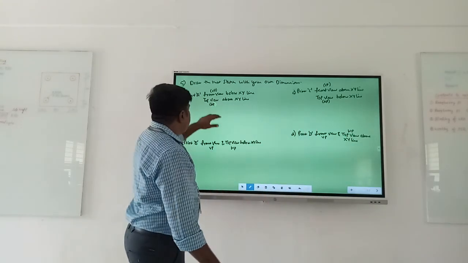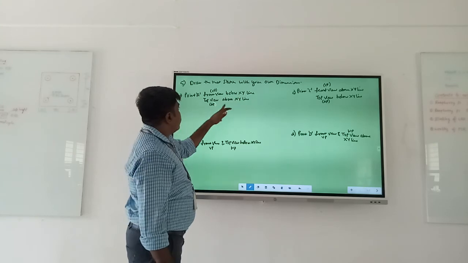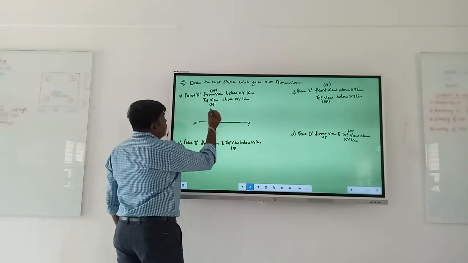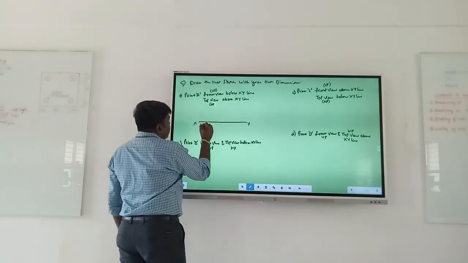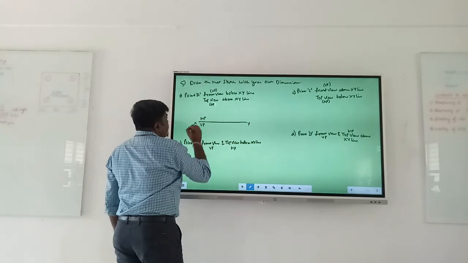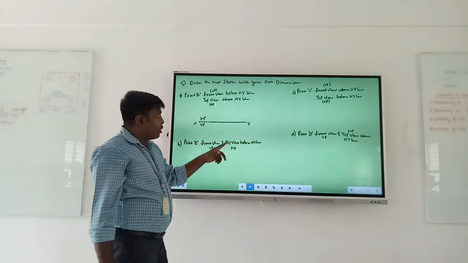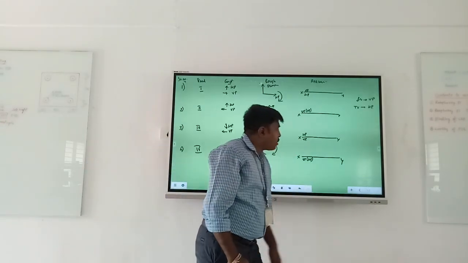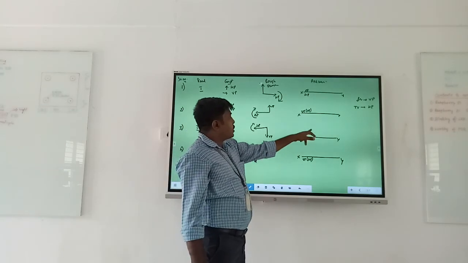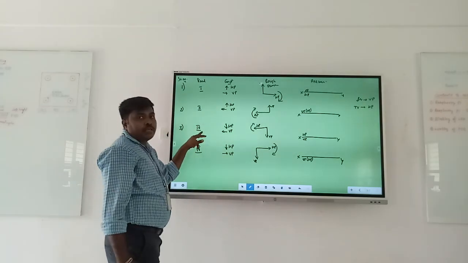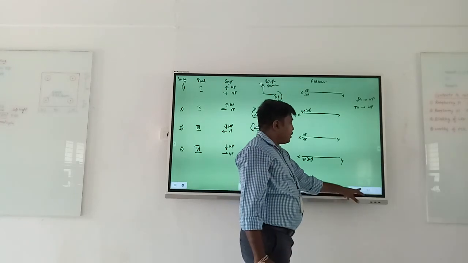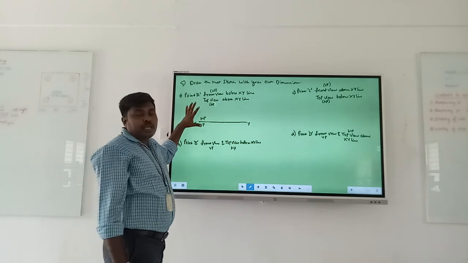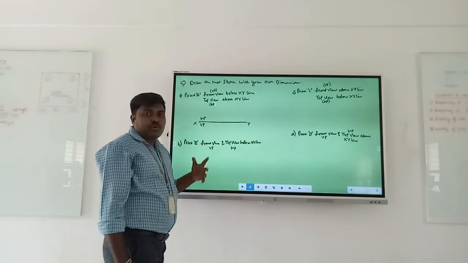Now read the question. It says the point A, VP is below XY line, HP is above XY line. Means to say, if this is your XY line, he wants VP to be below the line and HP to be above the line. In which quadrant do you have VP below XY line and HP above XY line? Please look into the summary. VP below XY line, HP above XY line, it is in your third quadrant. So this is a third quadrant related problem, and this is how you are supposed to identify which quadrant the point is lying.